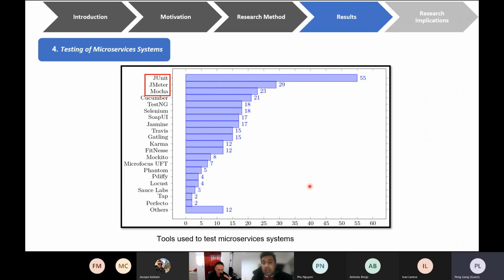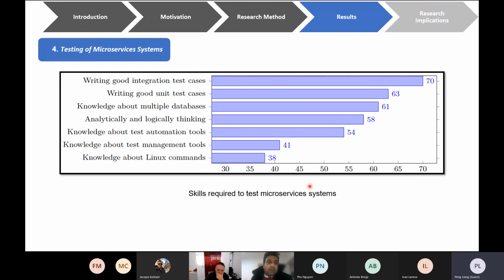Regarding JUnit and JMeter, all of the interviewees agreed that these are fundamental testing tools that are required to test Java-based applications, including microservice-based applications that are using Java as the application development language. Moreover, 3 out of 6 interviewees also mentioned that tools including Mocha provide efficiency, simplicity, and agility in testing of microservices systems. We recorded several reasons about some other tools as well in our paper.